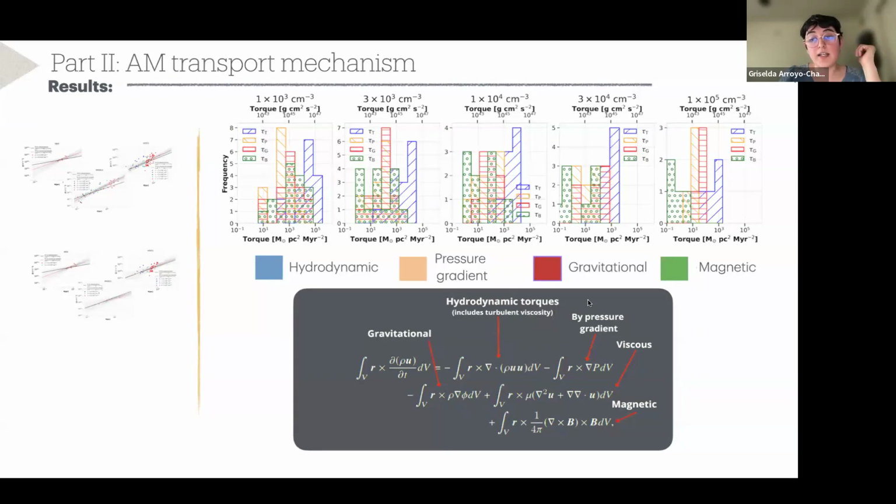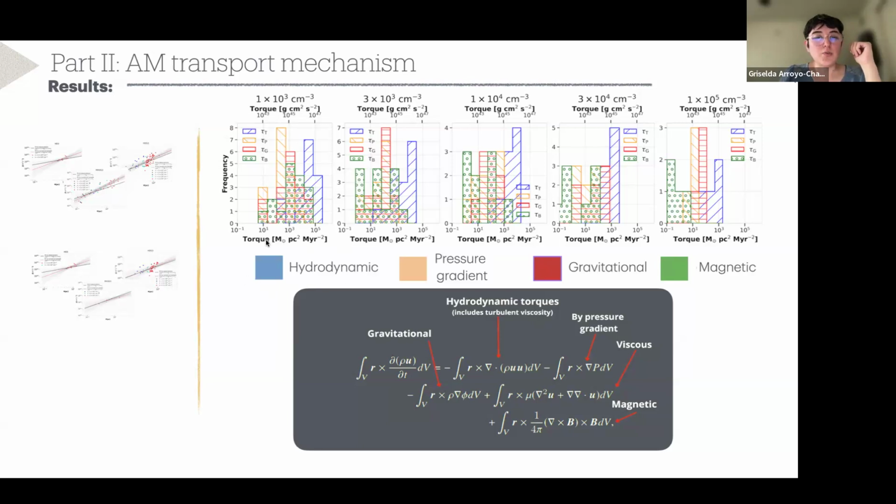Once I define a clump, I can rewrite this equation in terms of mass, so I can compute the torques for each particle and sum over the particles of the clump. What I show you here at the top is the magnitude of each torque: the hydro, pressure gradient, gravitational, and magnetic. The viscosity is not here because we don't have information about the viscosity in the code, but we can compute the other four. These are separated by the density threshold we use to define the clumps, from 10 to the 3 to 10 to the 5 particles per cubic centimeter.